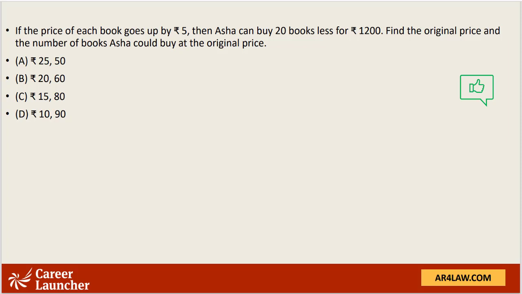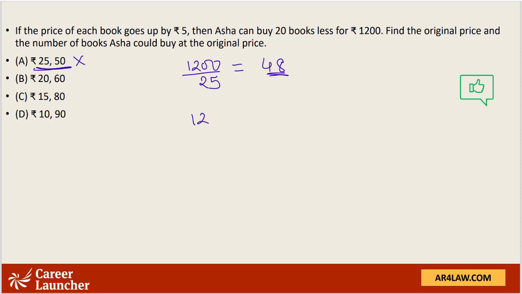If we use option A, in the options we were given the original price and the original number of books. So 1200 divided by 25 would have given us 48 books that could have been bought at the original price, whereas with 25 the number of books should come as 48, which we cannot see in the first option. This is not the right answer.